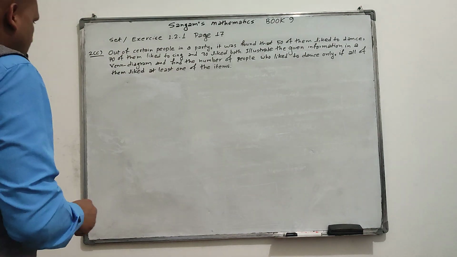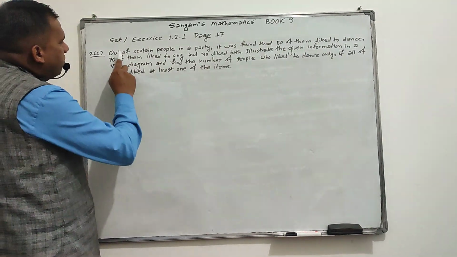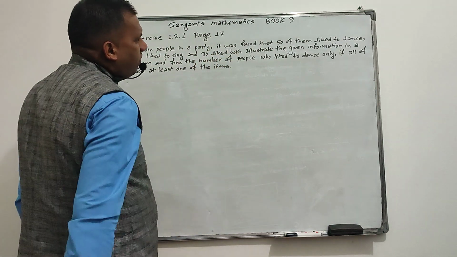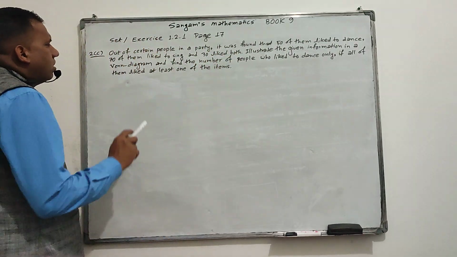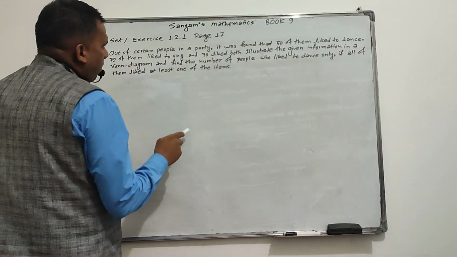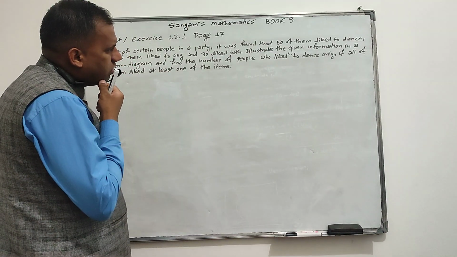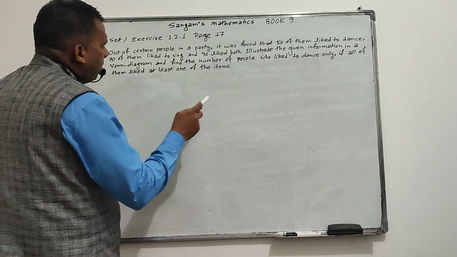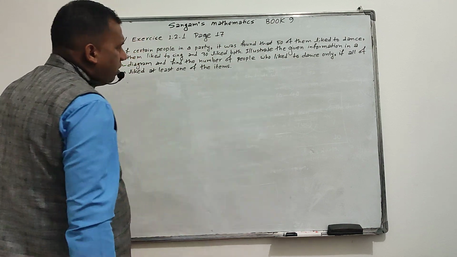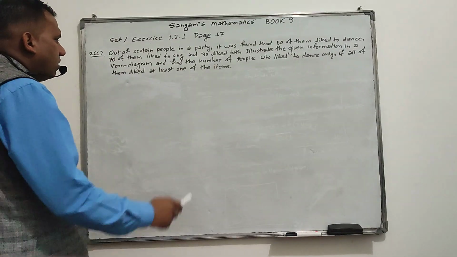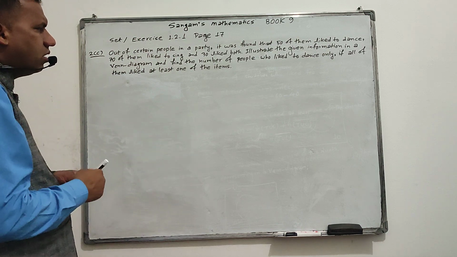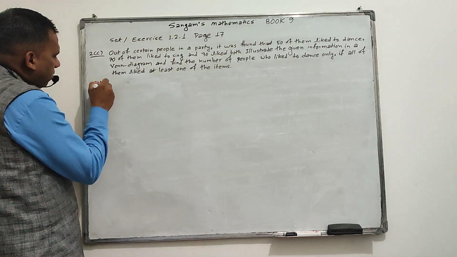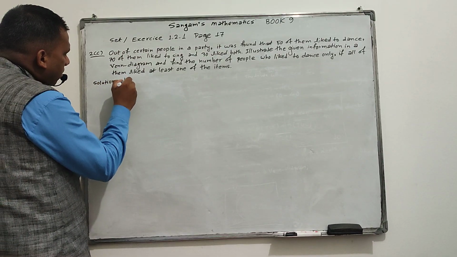Now the next question, question number 2C. Out of certain people in a party, it was found that 50 of them liked to dance, 70 of them liked to sing, and 30 liked both. Illustrate the given information in a Venn diagram and find the number of people who like to dance only, if all of them like at least one of the items. Now let us do its solution.